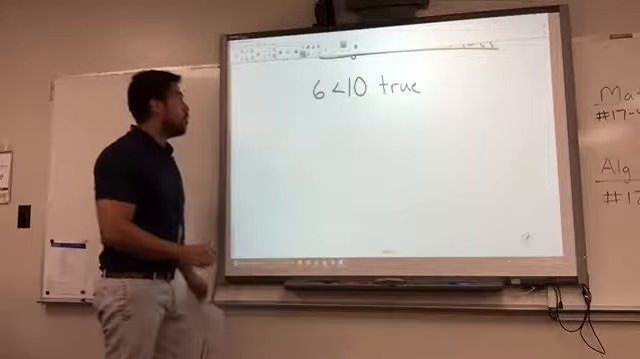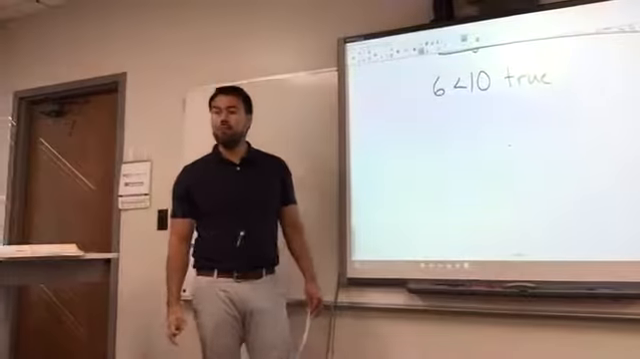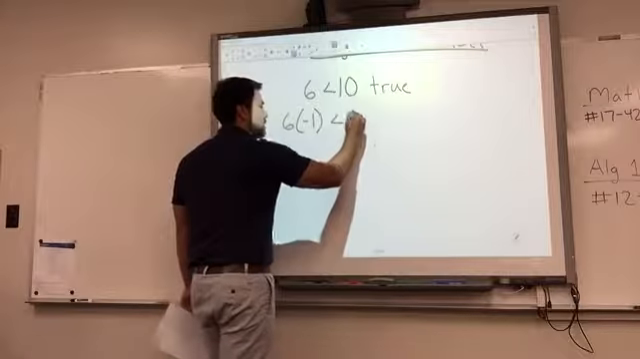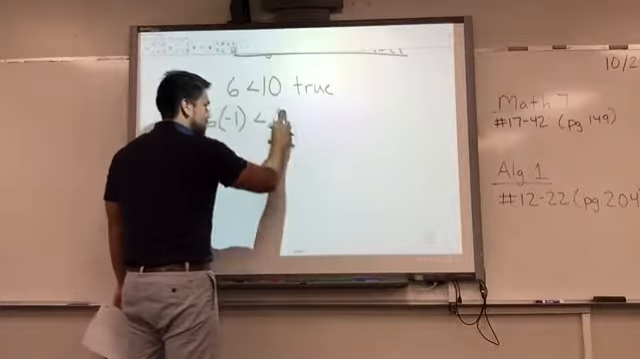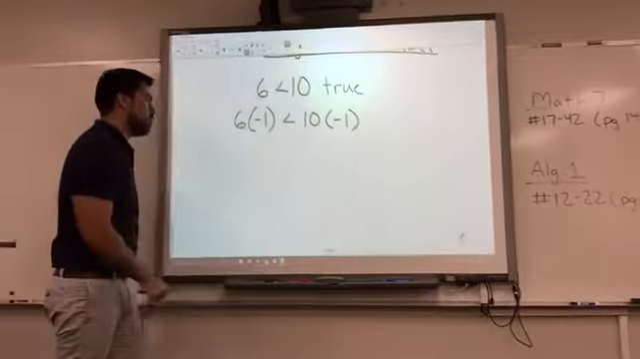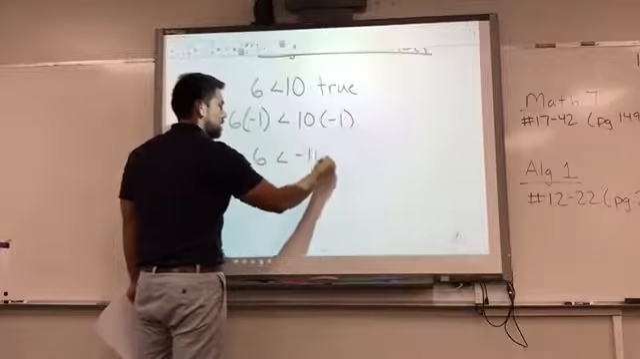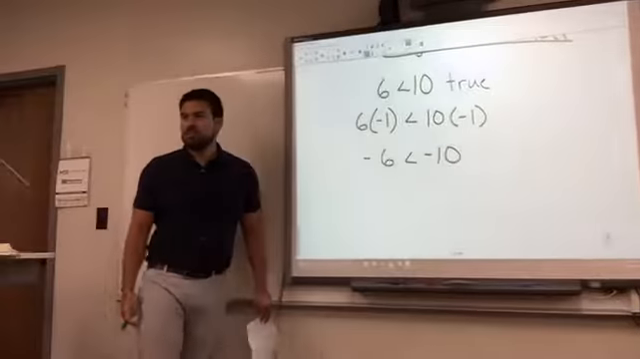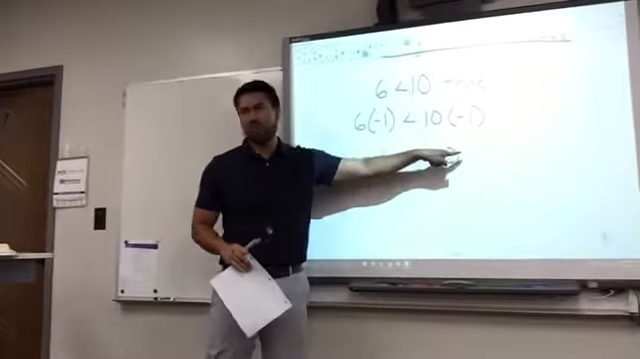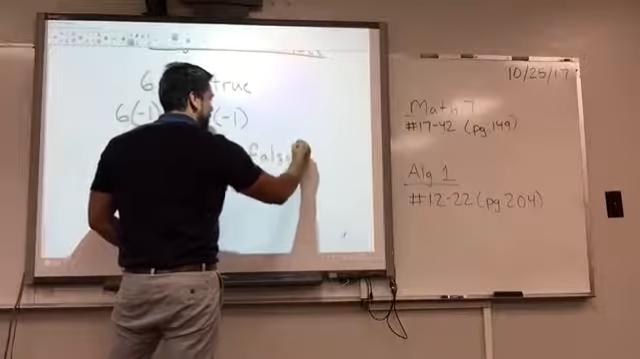Okay, what if I multiplied both sides of this inequality by -1? So I'm going to show that here. 6 times -1, less than 10 times -1. Okay, what's 6 times -1? -6. 10 times -1? Okay. We did the math right, but there's something up with this inequality. Is this true or false? False. So I'm going to put false, and I'm going to put an exclamation point.